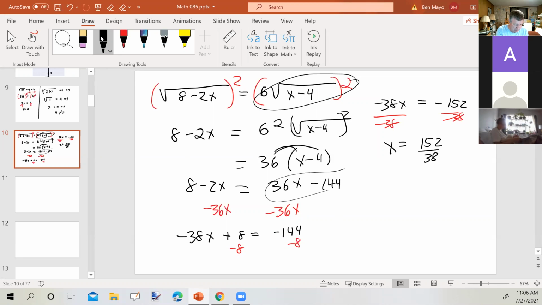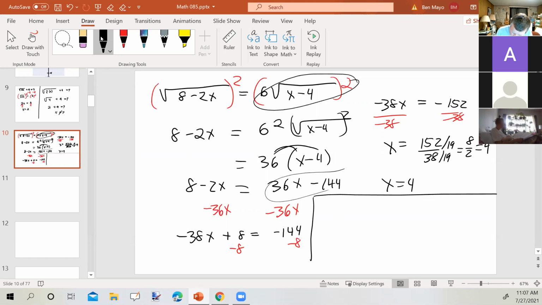Does 19 go into 152? Let's see, 152 divided by 19. Aha. So I'm going to divide the top by 19 and the bottom by 19, which is going to give me 8 over 2, or just 4. So x equals 4. Let's plug that in to check it.